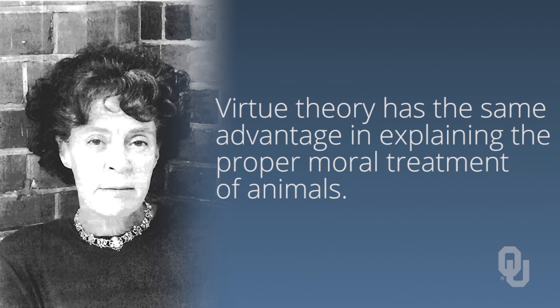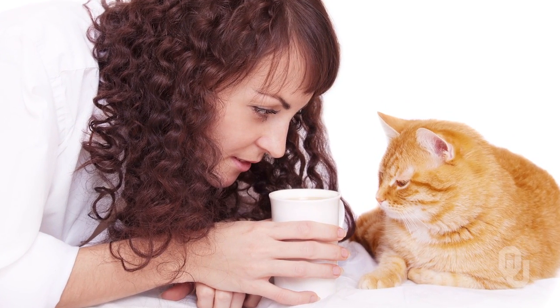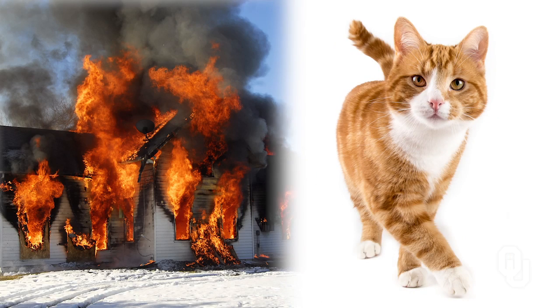Hursthouse argues in a different paper that virtue theory has the same advantage in explaining the proper treatment of animals. To talk about the moral status of non-human animals misses some of the most important facts about the relationship between humans and animals. To illustrate the defects of the rights approach to morality, she asks us to consider the relationship between her and her cat. Almost everybody says that she is more valuable than her cat, meaning that if somebody can only rescue one of them from a burning building, they should rescue her rather than the cat.